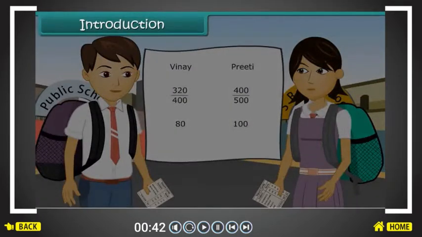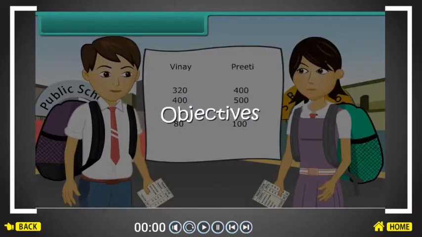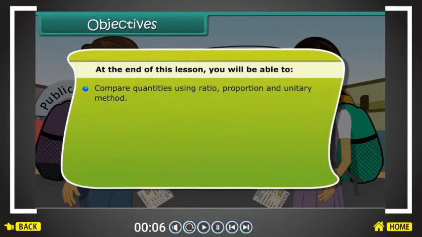In this lesson, you will learn to compare quantities. Objectives. At the end of this lesson, you'll be able to compare quantities using ratio, proportion, and unitary method.